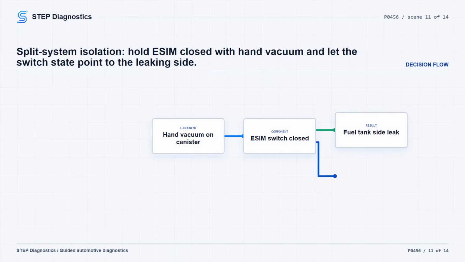If you split the system, remove the canister tube from the charcoal canister. Attach a hand vacuum pump to the canister fitting and pump it until the ESIM switch closes. With the scan tool, monitor the ESIM switch state for up to 10 minutes. If the ESIM switch remains closed for a minimum of 5 minutes, the leak is on the fuel tank side of the system. If it does not remain closed for a minimum of 5 minutes, the leak is on the fresh air canister side. That one step gives you direction before you start applying smoke.